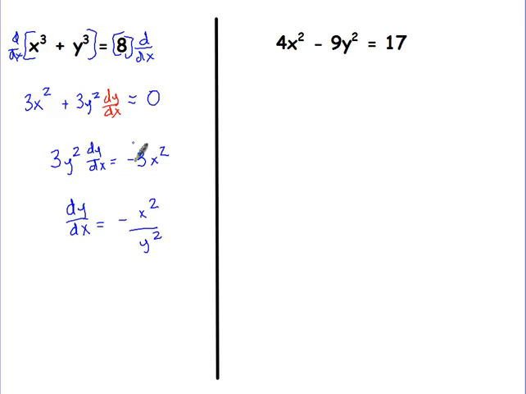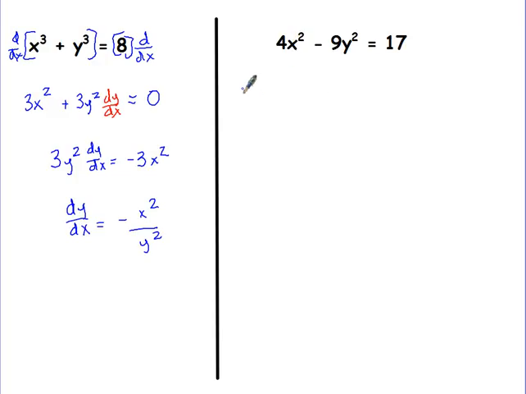The 3's cancel again. So negative x squared over y squared. And that's it, guys. That's implicit differentiation. Derive like you would normally, but just solve for that dy/dx that you added on every problem. So in the end, I want to know what dy/dx is equal to. All right, let's try another one. Take the derivative of both sides.